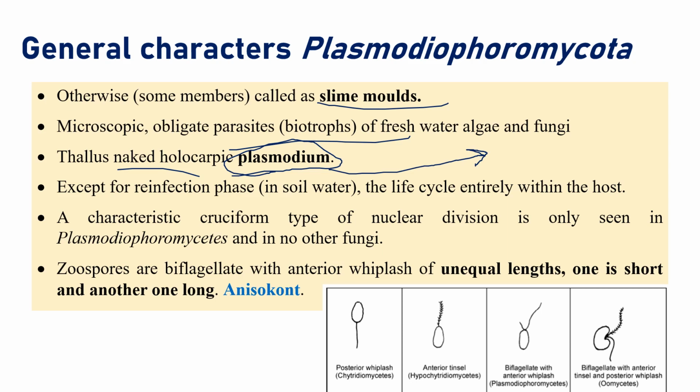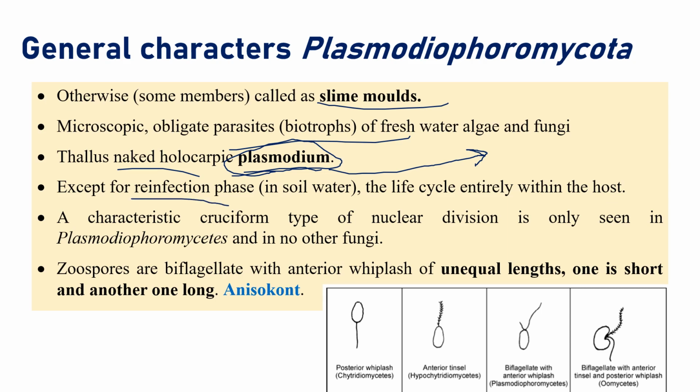So in exams also they will ask, in which of the following pathogens can produce plasmodium in their life cycle? That is Plasmodiophoromycota, that is Plasmodiophora brassicae. So this is one of the important ones. Let me tell you what plasmodium is. A multinucleate mass of protoplasm is known as plasmodium. So if the protoplasm is multinucleate, then it is called plasmodium.